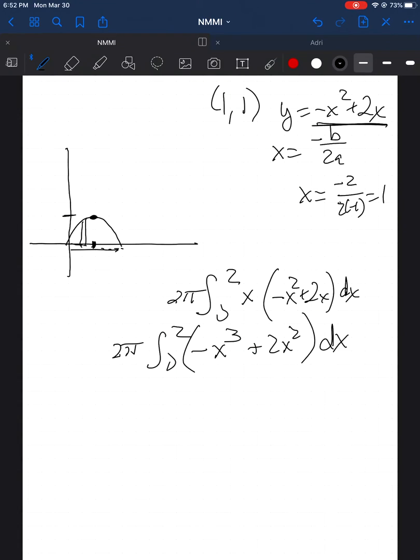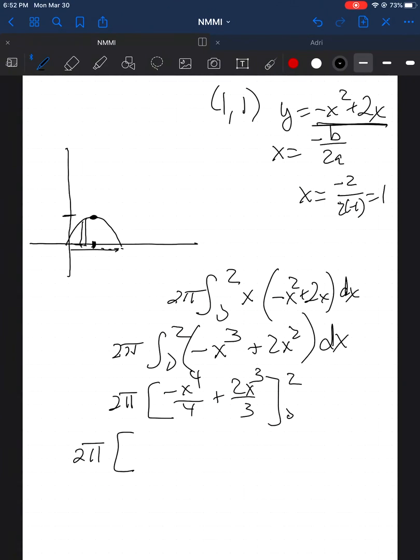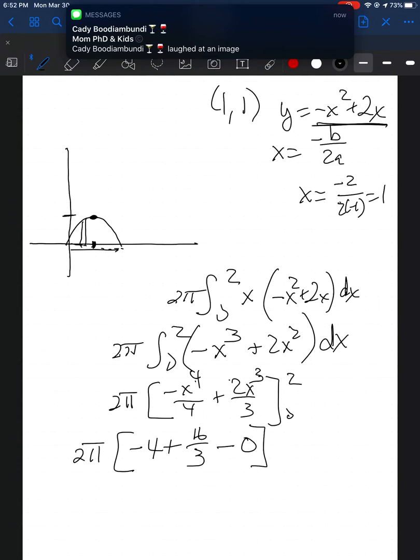So don't forget, all we did was multiply it out. We haven't integrated anything yet. So the integral of this will be 2 pi times minus x to the 4th over 4 plus 2x cubed over 3, and that's evaluated from 0 to 2. All right, so 2 pi, minus 2 to the 4th is 16 over 4 is 4, so that's negative 4, plus 2 cubed is 8 times 2 is 16 thirds, and then minus, when we plug in 0 for x, we're going to get 0 for both of those.